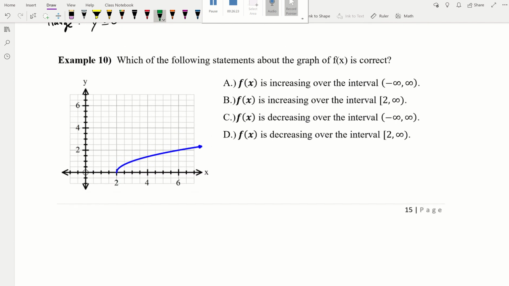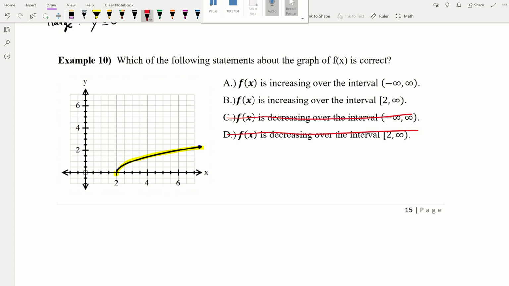All right, moving on, example 10. It says, which of the following statements about this graph is correct? If we take a look, all of the answer choices talk about increasing versus decreasing. So when we're looking at a graph and deciding, is it increasing or decreasing, we're reading it left to right. So first thing I would do is look at this graph as we go from left to right. Starting at the left, what's the graph doing? Well, it's going up, which means it's increasing. That's going to allow us to eliminate C and D. So then we can focus on A and B and decide which one is correct.